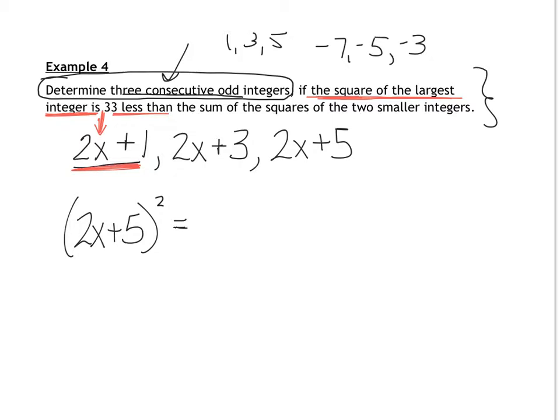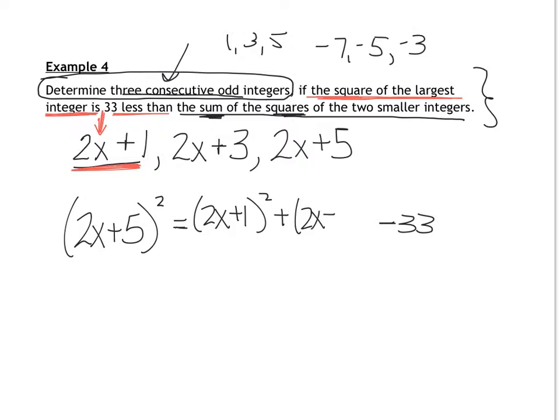So I'm going to subtract 33 from the sum of the squares of the 2 smaller numbers. Sum means adding. Squares means I'm going to square them. So (2x+1) squared plus (2x+3) squared. And there's my equation. Now I've got to figure it out.